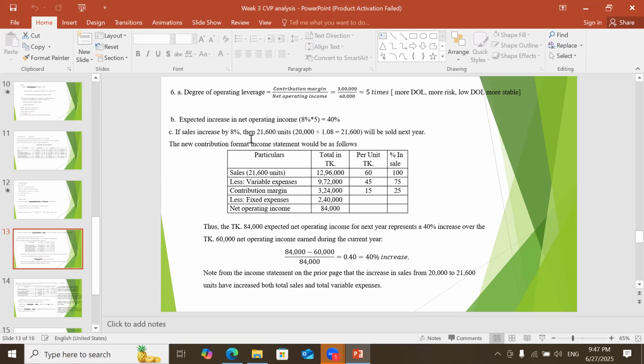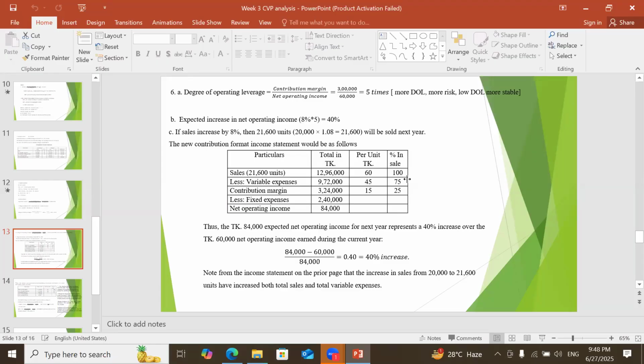If sales increase by 8%, then how much is the total sales? Your original sales is 20,000 units, and now you increase by 8%, so the total becomes 21,600 units. With 21,600 units at 60 taka per unit, the total is 12,96,000 taka.